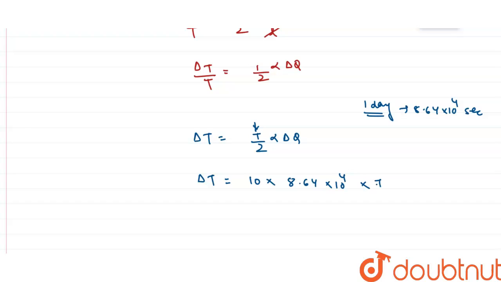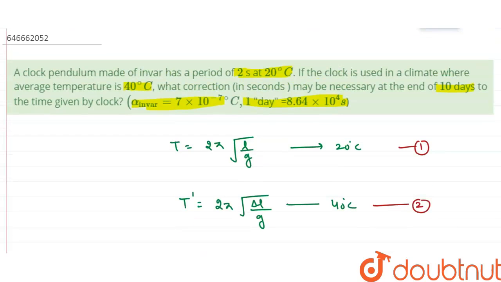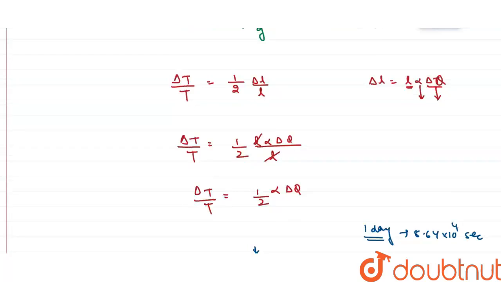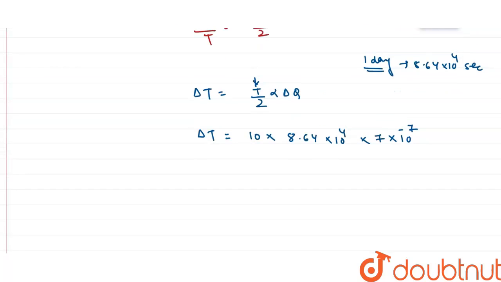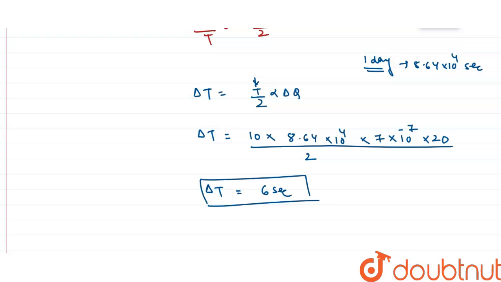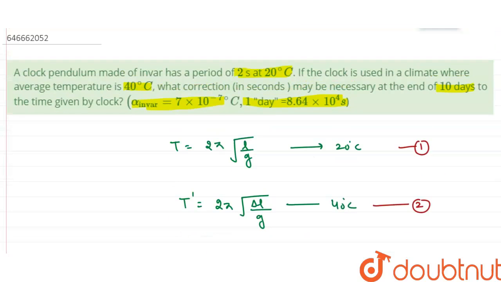Into alpha. Alpha is given as 7 into 10 to the power minus 7. And delta theta is the change in temperature. Initially temperature is 20 degrees centigrade and final temperature is 40. So change in temperature is 40 minus 20, that is 20, divided by 2. After simplifying this, delta T comes out to be 6 seconds. This is the change in time period when we increase the temperature from 20 degrees centigrade to 40 degrees centigrade.